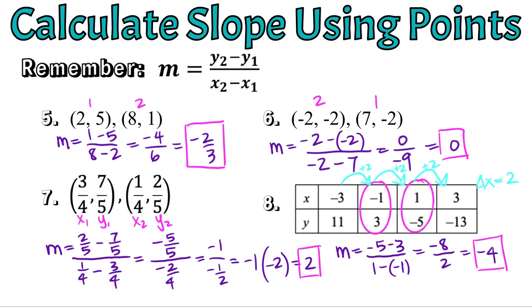And then when we look at the change in y, we see that from 11 to 3, we subtract 8. From 3 to negative 5, we subtract 8. And from negative 5 to negative 13, we subtract 8. So that means that the change in y is negative 8. So m equals the change in y over the change in x, that's going to be negative 8 over 2, which equals negative 4. So same thing, right? But we can calculate it sometimes from the table a little bit easier by just looking at the actual change in y over the change in x.